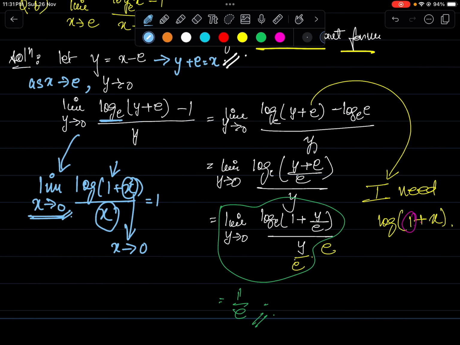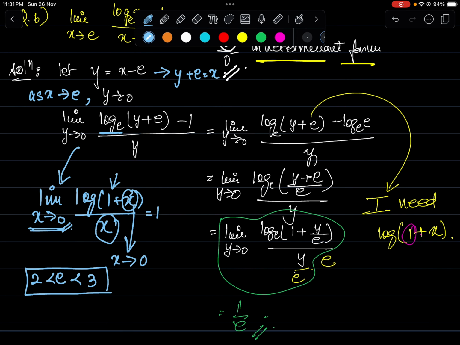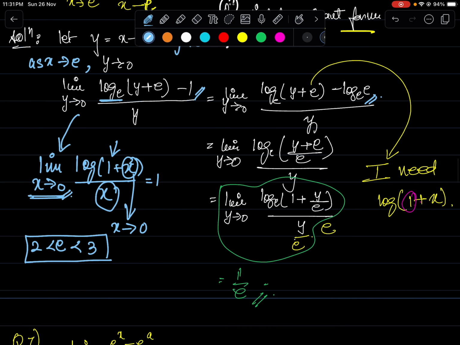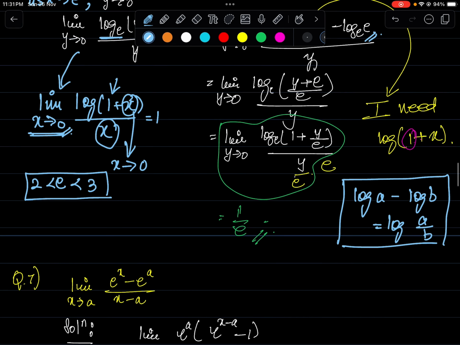Also we know that the value of e lies between 2 and 3, right? And your y is also going to 0. So what I am trying to do over here is, first of all, I will write 1 as log e base e, which has a value 1. Now over here I am applying the property of log a minus log b as log of a by b. This is a property of log. So this can be written in this form now. Now I am splitting, so I will get 1 plus y by e. So y by e I am writing second, e by e is 1, which I am writing first.